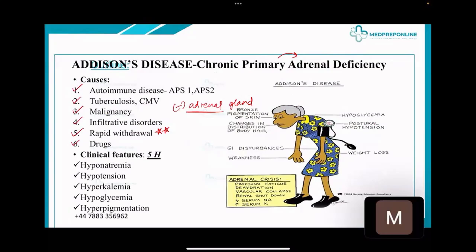There is going to be weight loss, loss of appetite. Patient will come with muscle pains, weakness, myopathy. There'll be gastrointestinal disturbances. Patient presents with nausea, vomiting, and abdominal pain, there'll be bronze pigmentation of the skin. Now, why does this occur? Can anyone tell me? Why do we have pigmentation in case of Addison's disease?